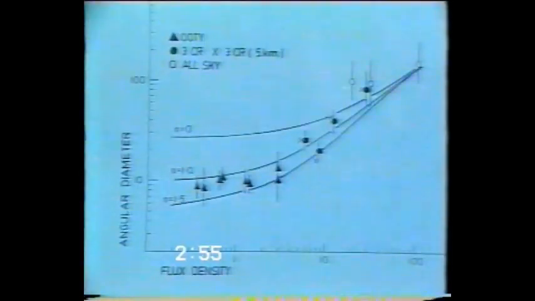The main objective of the Ooty radio telescope was to study the origin and evolution of the universe. This could be done by means of the angular diameter flux density relationship of radio galaxies and quasars.